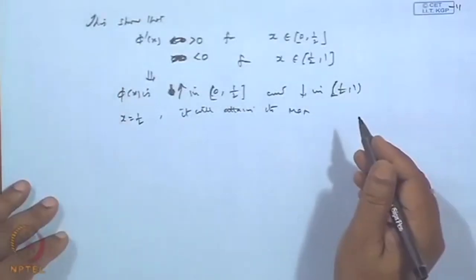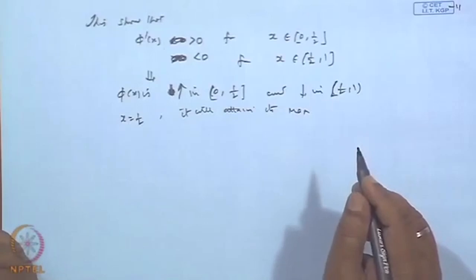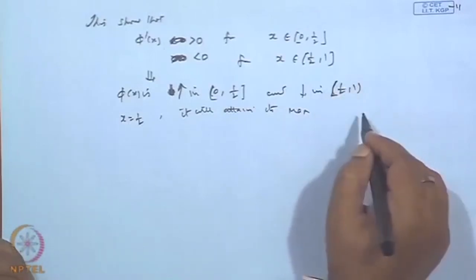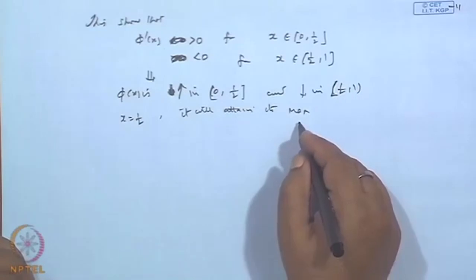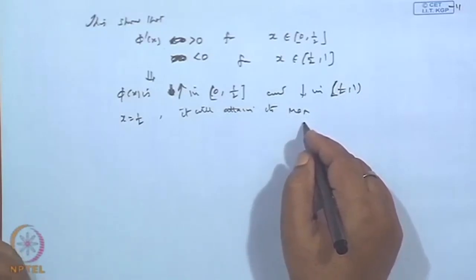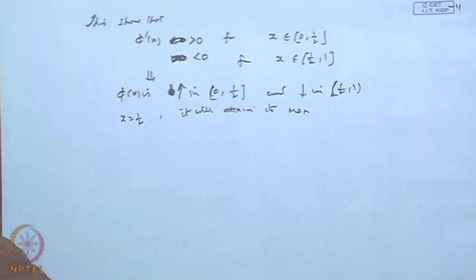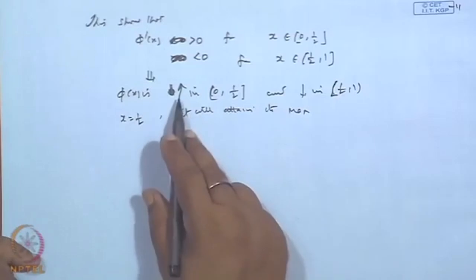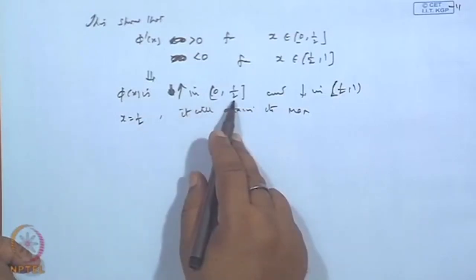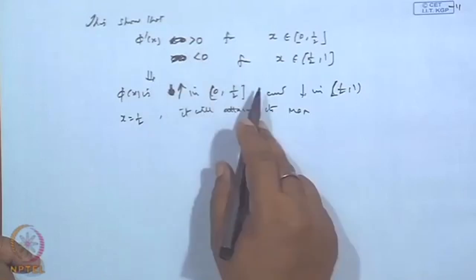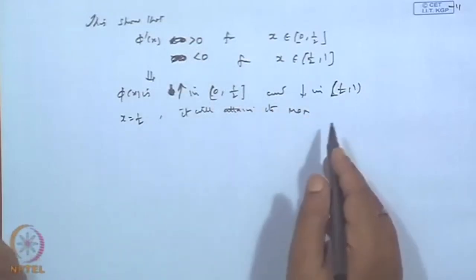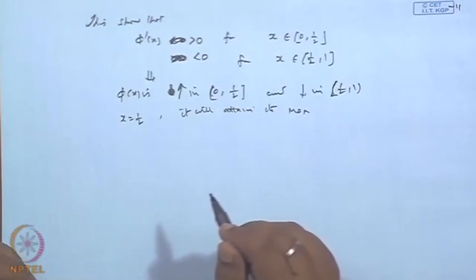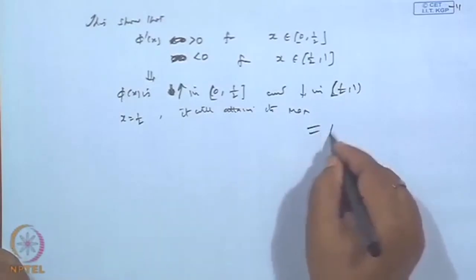Okay. So we get this one, at the point x equal to half this function is this. So the function phi is increasing in the interval where phi dash x is greater than 0, and decreasing where it is less than 0. Okay. So this shows our result. So that completes the result.